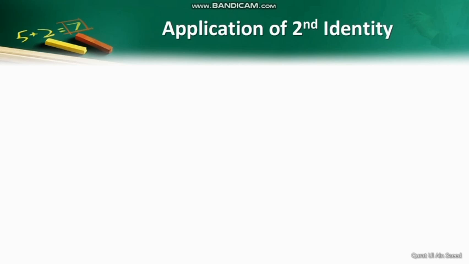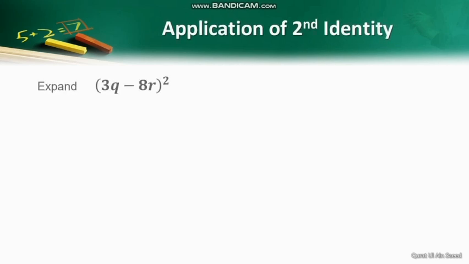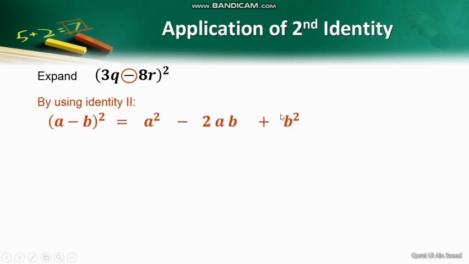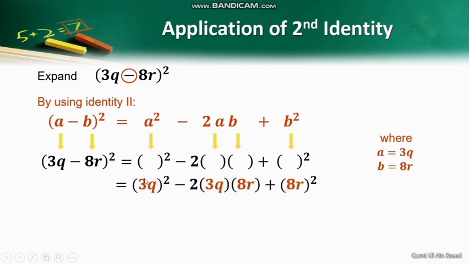For that, first we'll make sure that the given expression is the perfect square of difference of two numbers. Fine. Then we'll write the second identity. We'll compare the left hand side with the given expression to identify the values of a and b. In this case, a is 3q and b is 8r. Insert the values of a and b in their places.